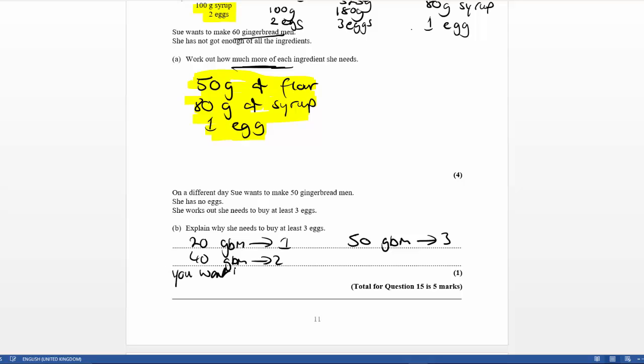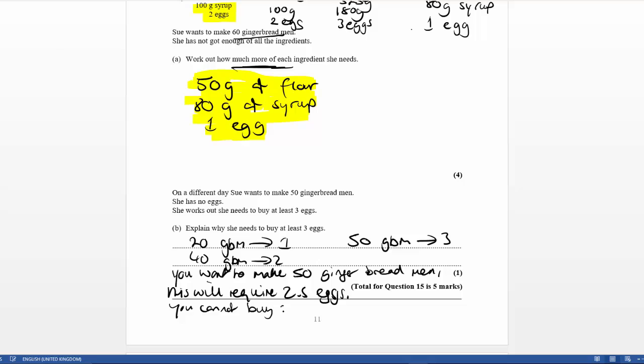So let's write that out now. You want to make 50 gingerbread men. This will require 2.5 eggs. You cannot buy 2.5 eggs, so you must buy 3 eggs. I think this is a pretty dumb question, but hey, you've got to learn it.